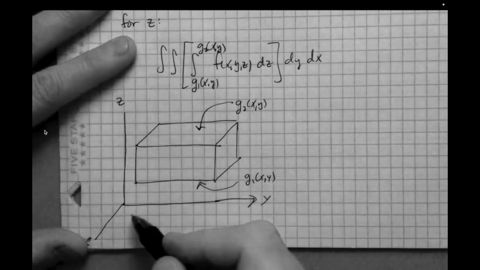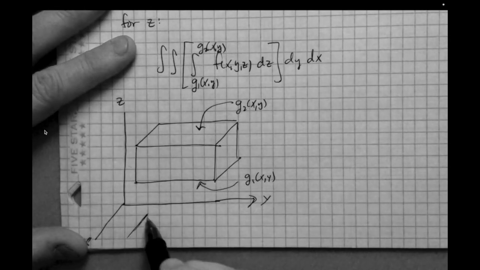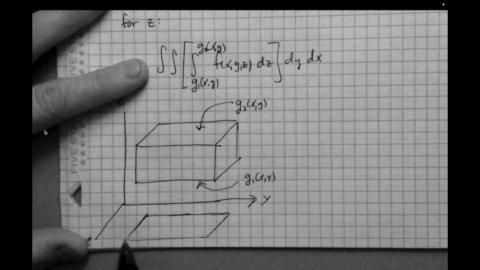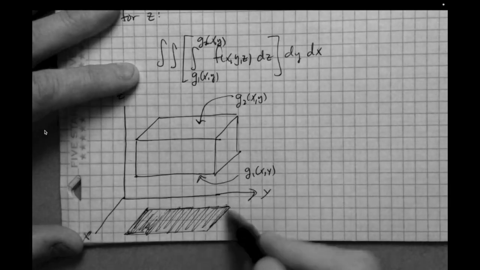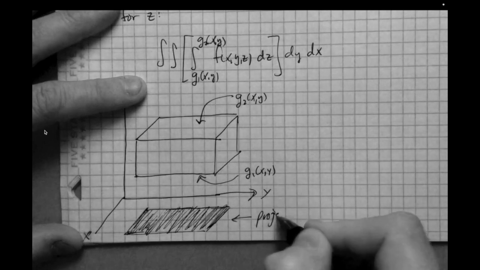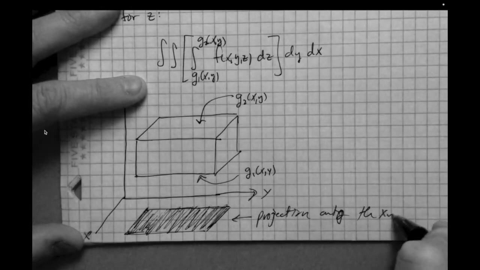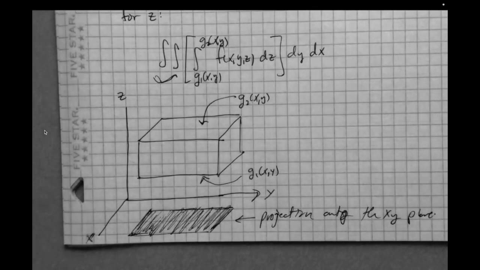Okay, and then what's going to end up happening is that those surfaces are going to create a projection into the XY plane. Kind of think of it as a shadow. I suppose you can think of it like that. It's going to create a projection onto the XY plane. All right, and that projection onto the XY plane is what you're going to use to set up these two pieces.